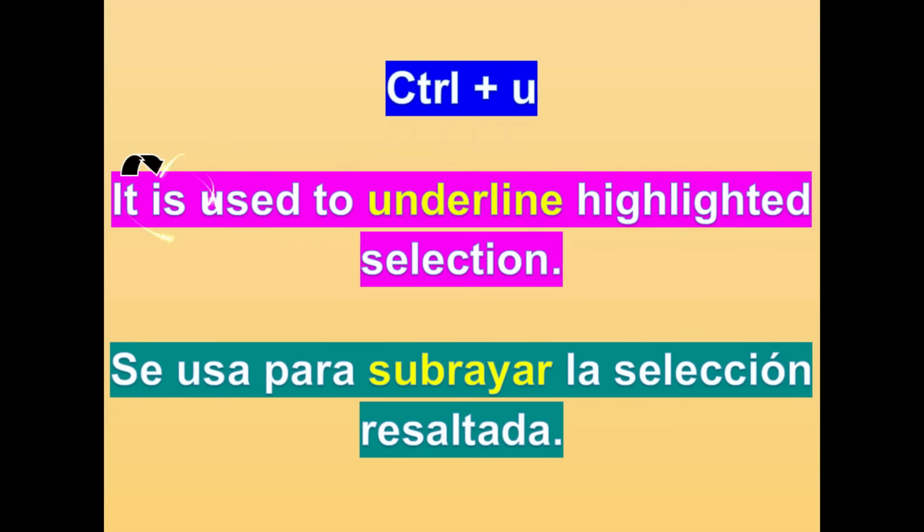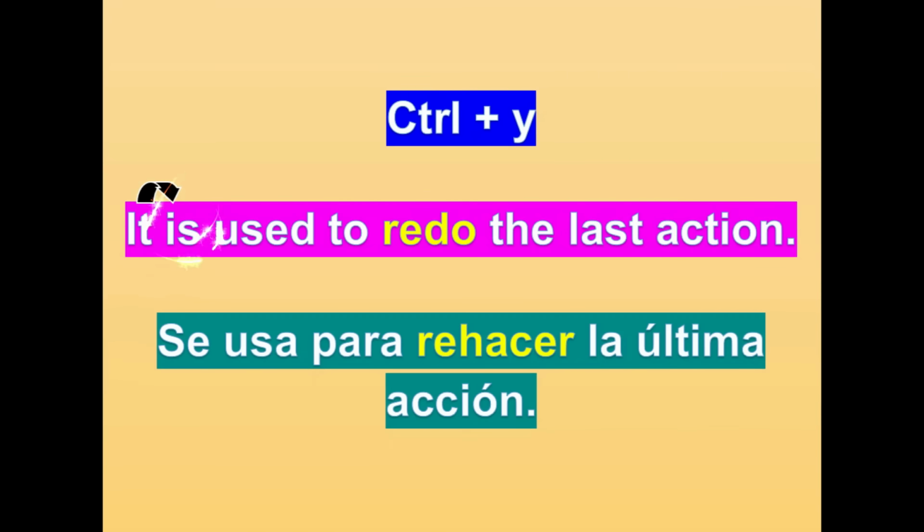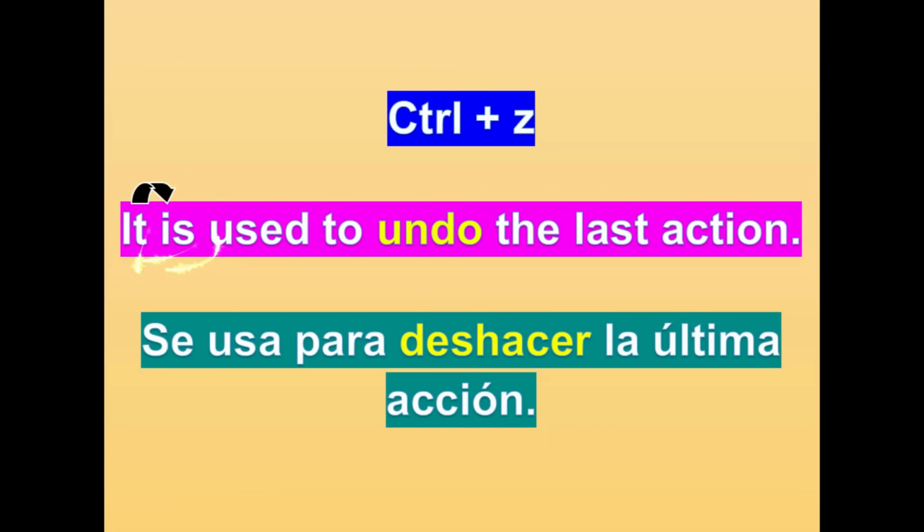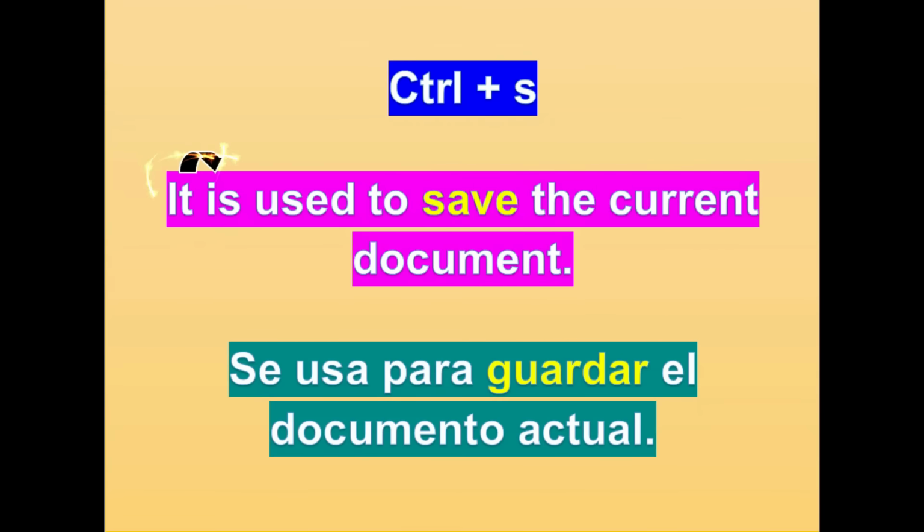Ctrl plus U is used to underline the highlighted section. Ctrl plus Y is used to redo the last action. Ctrl plus Z is used to undo the last action. Ctrl plus S is used to save the current document.